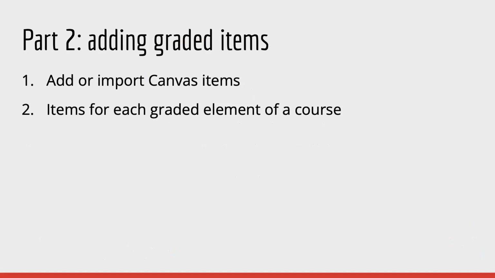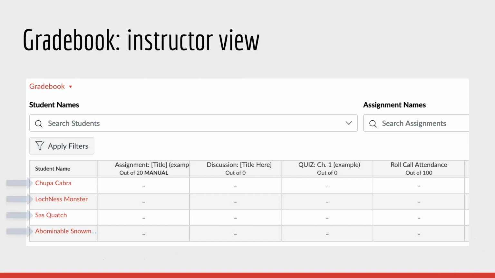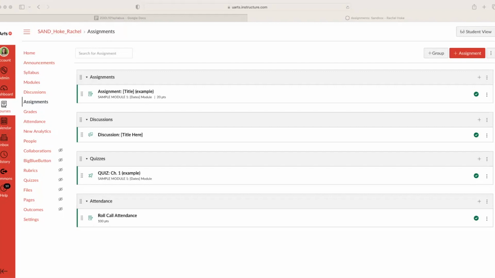In the Canvas Gradebook, you will see a row for each student in your course and a column for each item that receives a grade or requires a student submission. These can include assignments, discussions, quizzes, and attendance. All items that appear in the gradebook will also appear on the assignments page of your course. Some items, such as discussions and quizzes, also appear in their own sections as well.